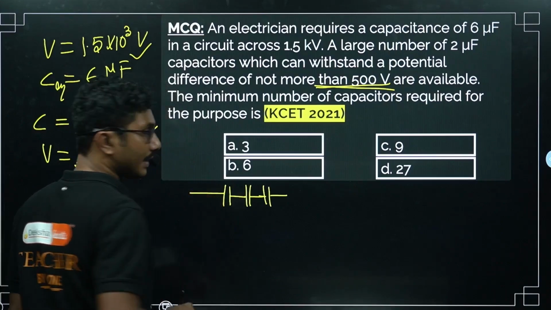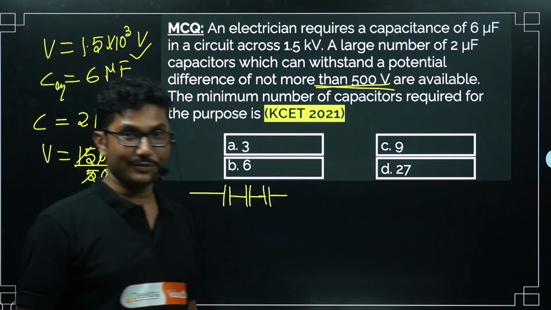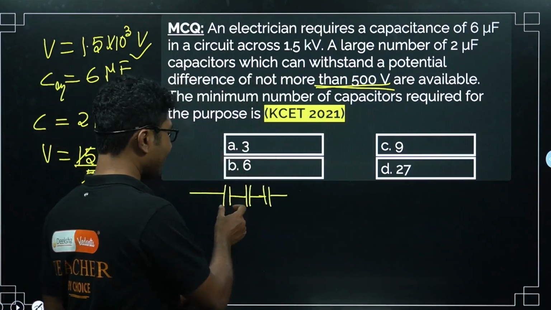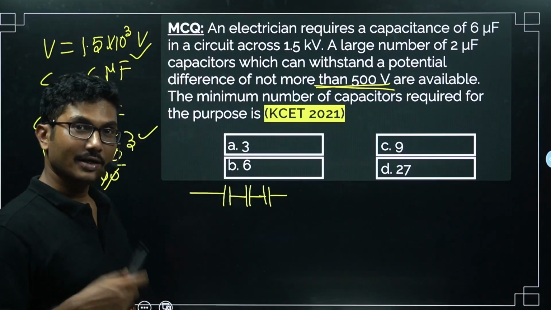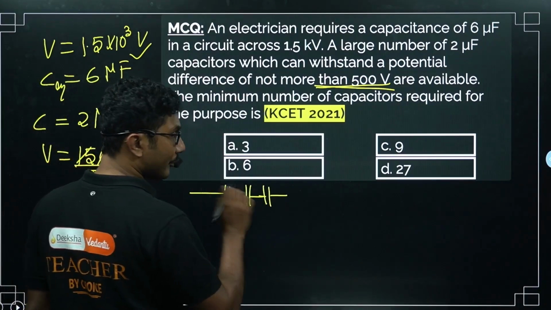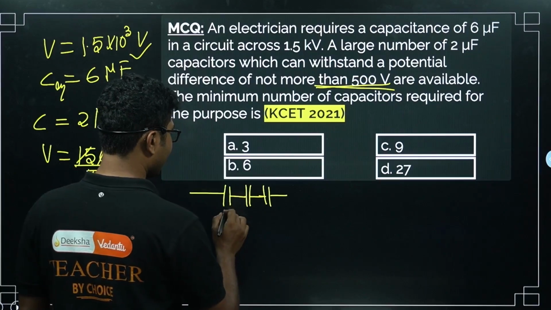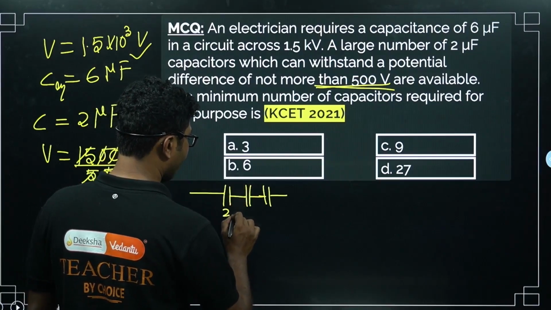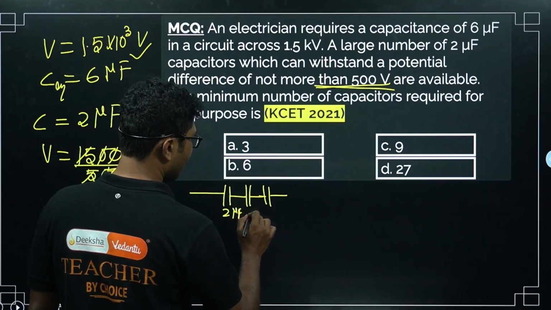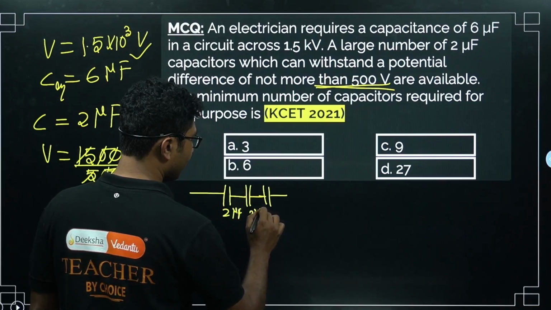So the total voltage they can withstand is now 3 times, right? Each of them will have 500, 500, 500. Total voltage is 1500. Now what is the equivalent capacitance? Now that is the trick. Each of them is 2 microfarad, right? 2 microfarad, 2 microfarad. This is a series of capacitors.